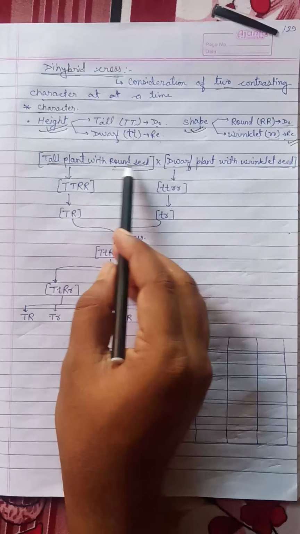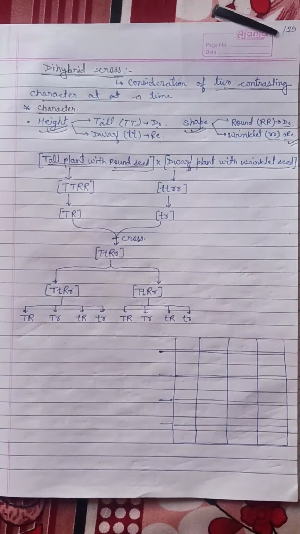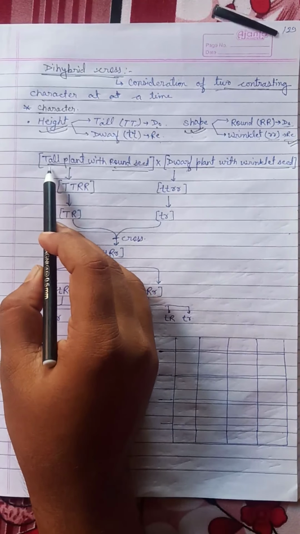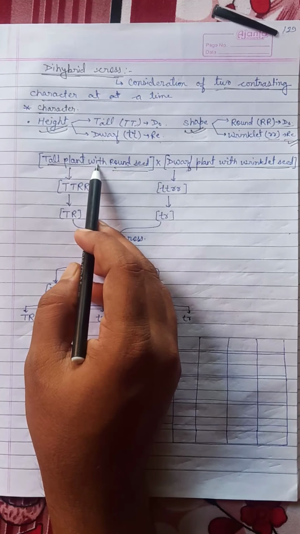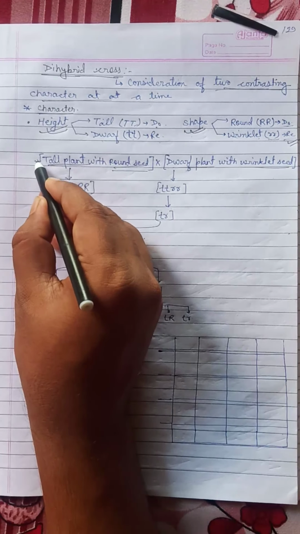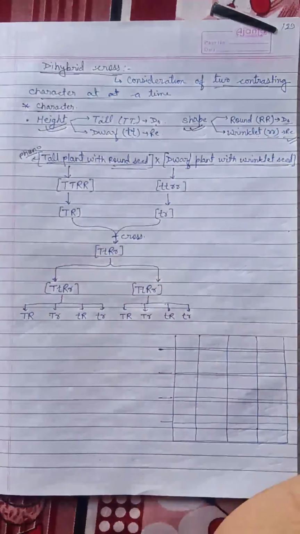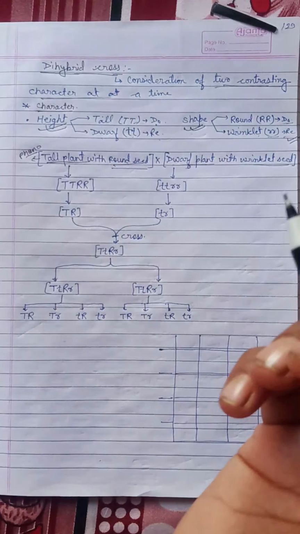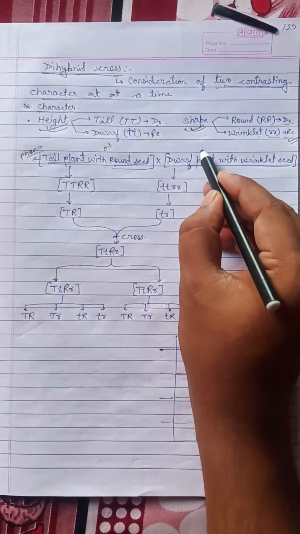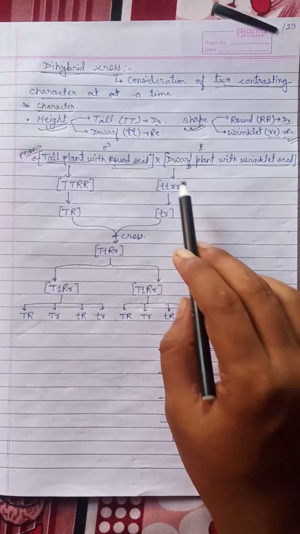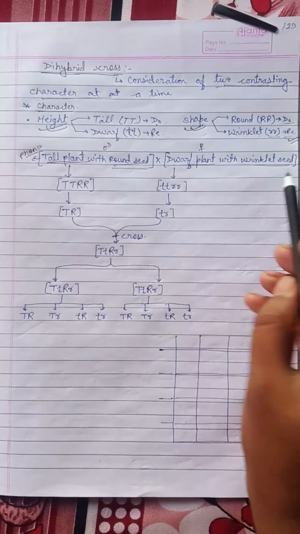So can you tell me what is this? This is physical appearance or external appearance. That means it is the phenotype. Is it okay? It is also a phenotype. Suppose it is male and it is female. And the dwarf plant with wrinkled seed is also a phenotype.